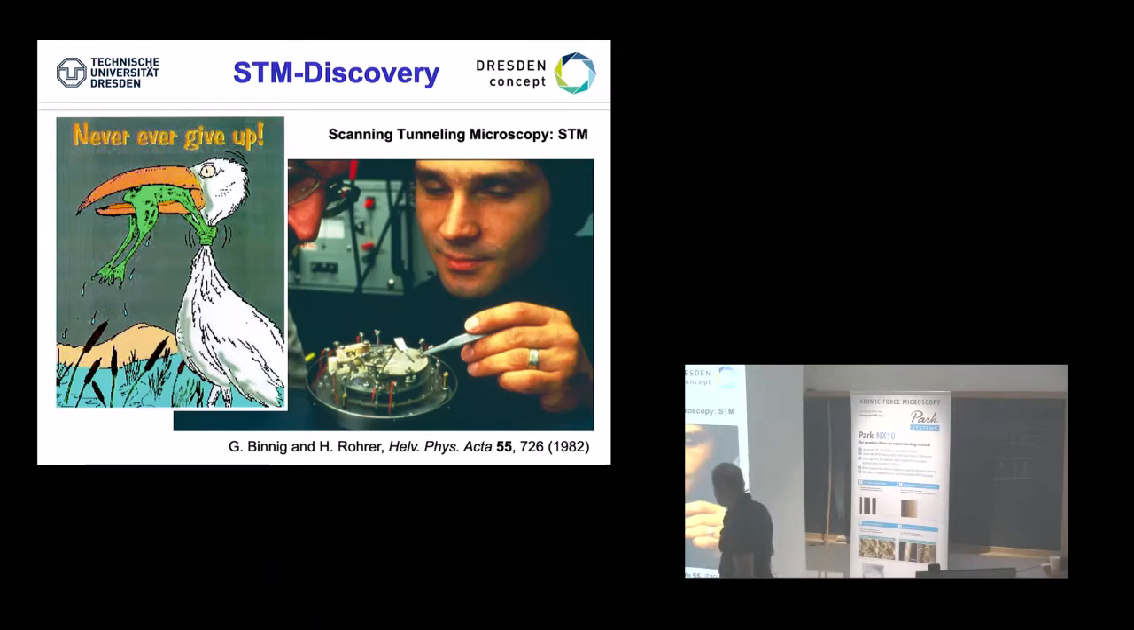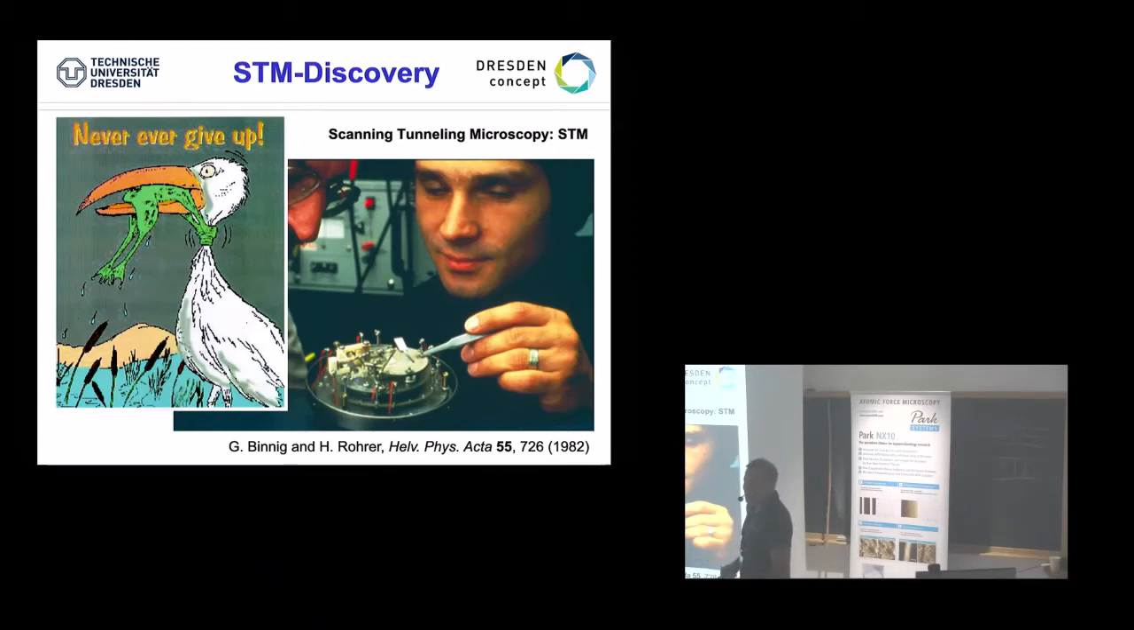Now, the point was that they didn't first hand in their work to Helvetica Physica Acta, but they went to Physical Review Letters and were rejected. The reviewers said, no way, this is all nonsense, sorry, because it cannot be that you can have a quantum mechanical tunnel effect on that length scale. You're scratching with your tip in your sample, and that's it, finished, rejected.